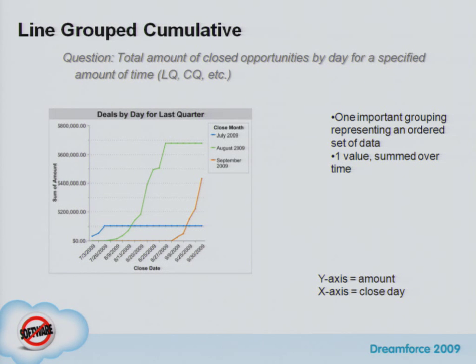So now we have a line grouped cumulative. So what we're trying to figure out here is, tell me the total amount of closed opportunities by day for a specified amount of time. So maybe last quarter, current quarter, etc. So here we're looking at one important grouping representing an ordered set of data. We have one value again that's summed over time. So if you look here, the y-axis is the amount, and the x-axis is the close day. So again, very easy to see just from using some of these other chart types.